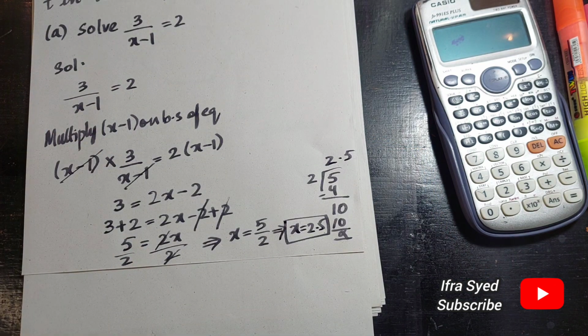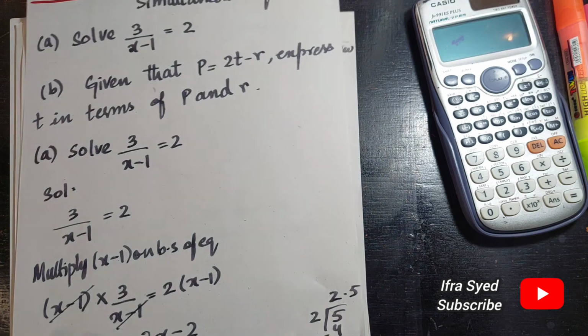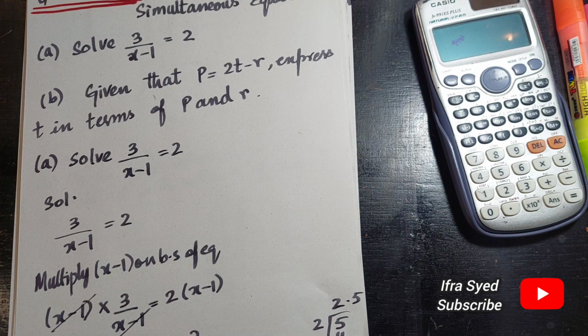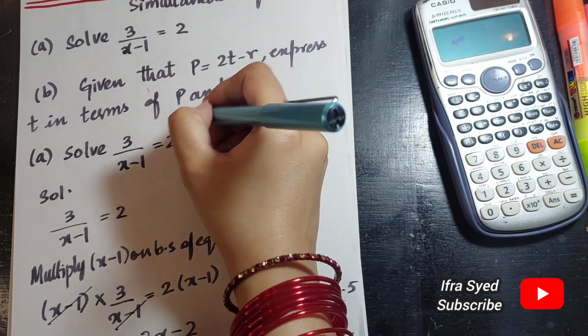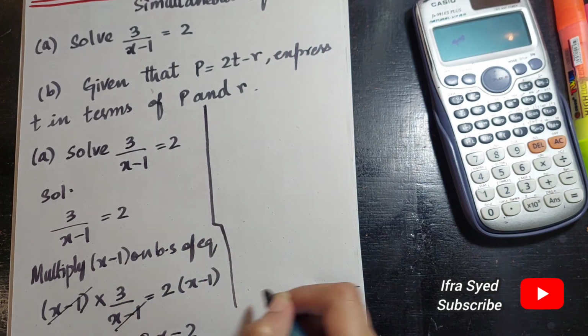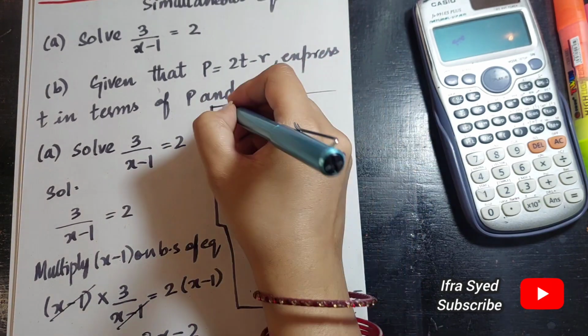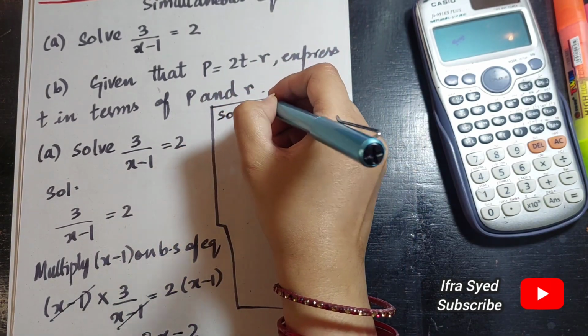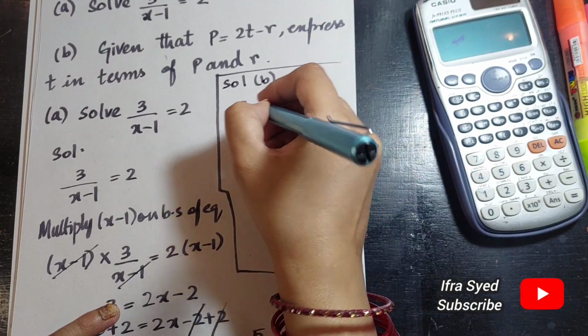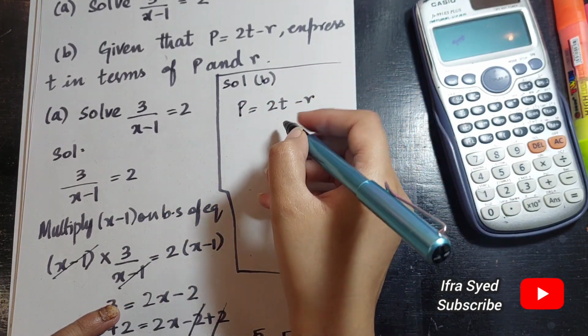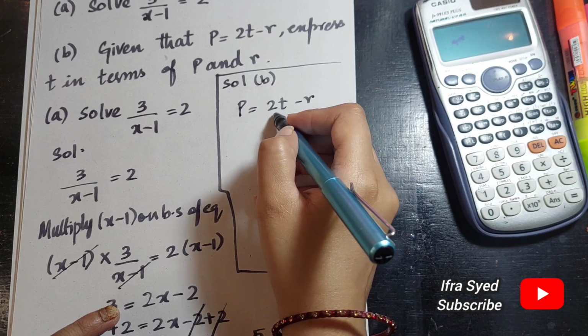Now let's move to the next part, and that is part B. In part B, given that P is equal to 2t minus r, express t in terms of P and r. So in this question, we have to express t in terms of P and r. In short, we have to find the value of t. So I'm writing solution, part B, and our equation is P is equal to 2t minus r, and in this question we have to find the value of this t.